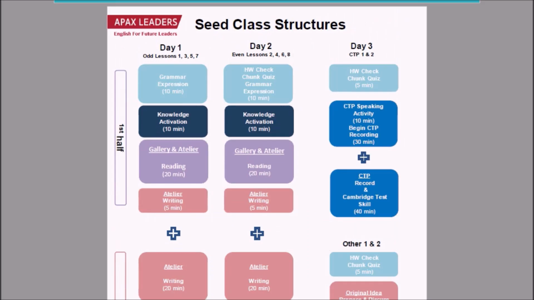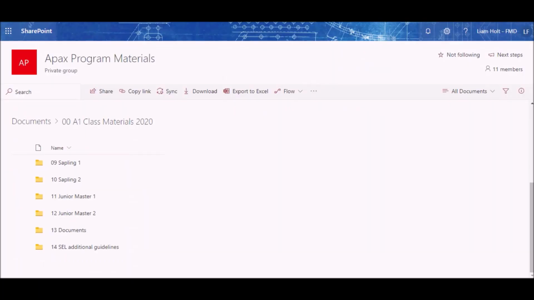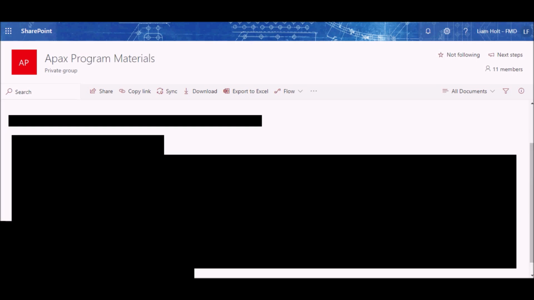Moving on, if we look at the class structure for a seed class, in the second half we can see that either the CTP speaking activity takes place or the trait activity takes place, depending on what lesson it is. So the trait activity will be on lesson 3, 4, 7 and 8, and it takes 15 minutes. Okay, so let's look at our guidelines next, which are in the SEL folder on SharePoint.